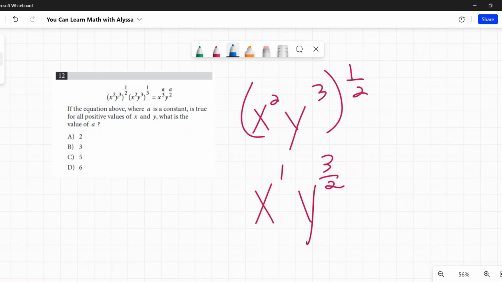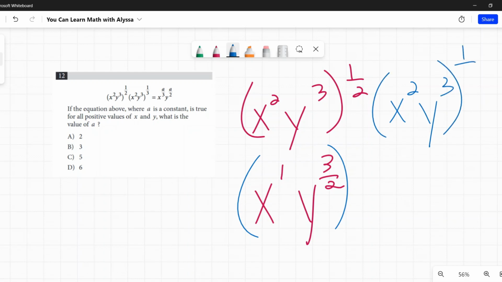All right, here's my next one from there. Next one on the list is x squared times y cubed, and it's still in its parentheses here, I'm going to keep it there, to the power of 1/3. Same thing, power to a power. X squared to the power of 1/3, 2 times 1/3 is x to the power of 2/3. Power to a power, y cubed to the power of 1/3, 3 times 1/3 is 1. Y to the power of 1.